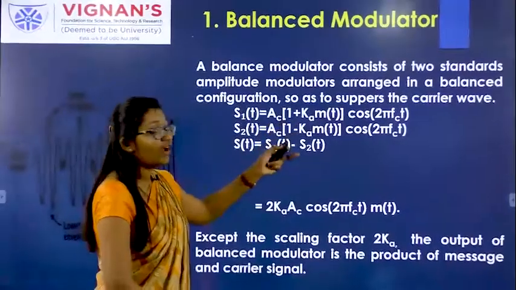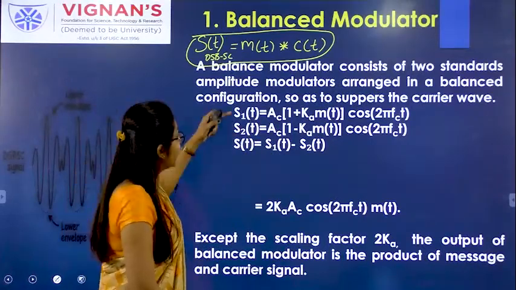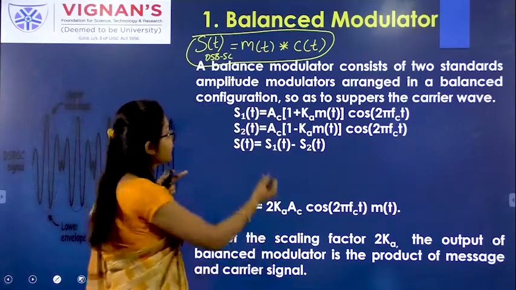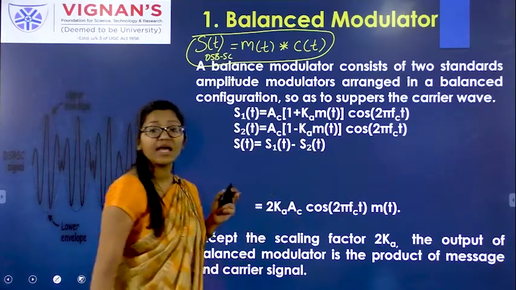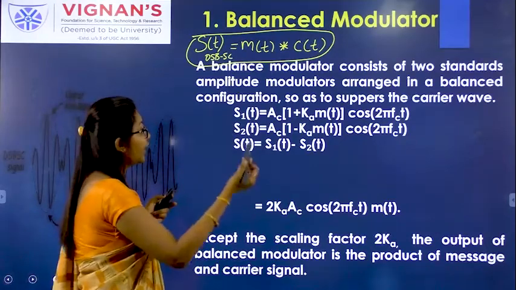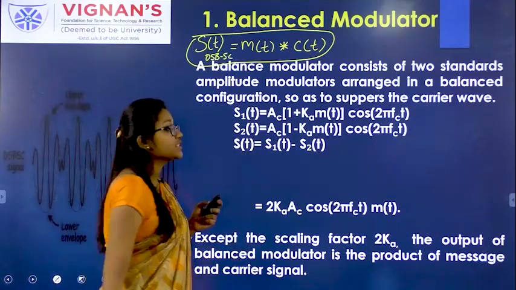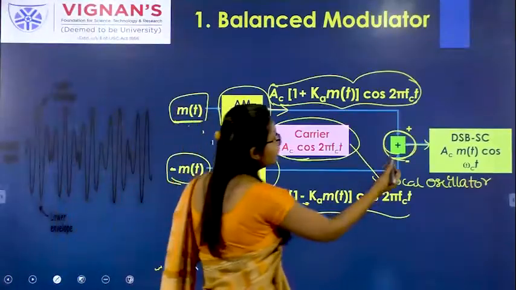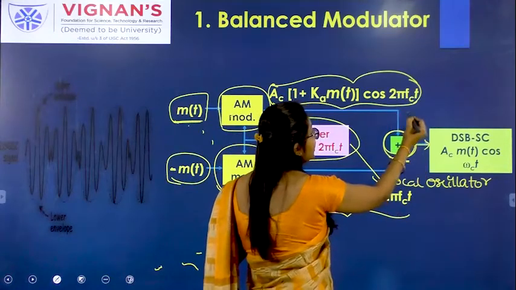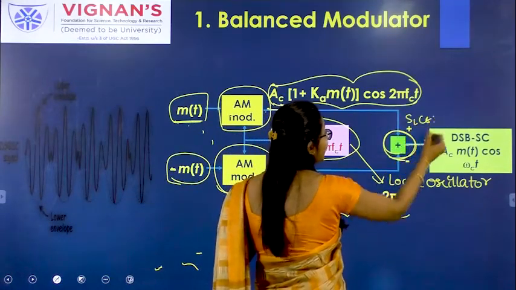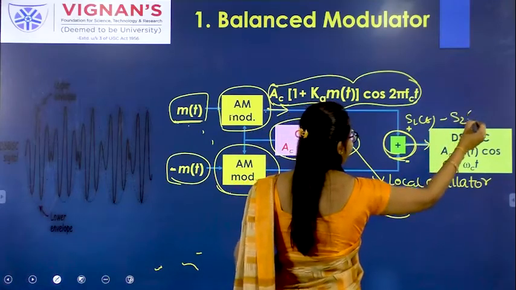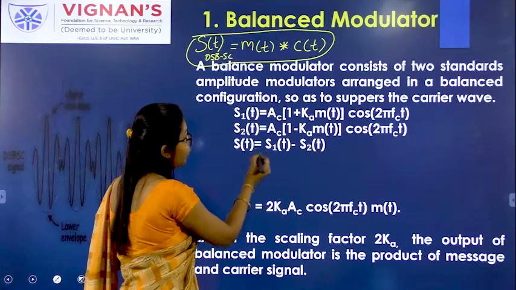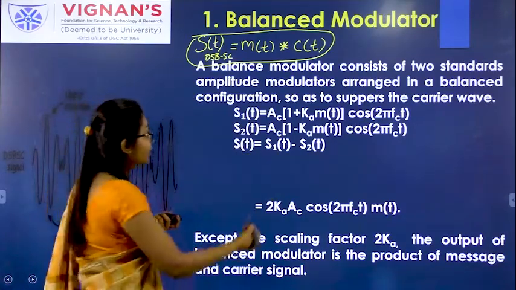So afterwards what we have to do? We have to sum up. S1 of t, where I am writing, is AC into 1 plus Ka m of t cos 2 pi fct, and S2 of t is AC into 1 minus Ka m of t cos 2 pi fct. There we are subtracting S1 of t minus S2 of t, right? If you see here, there is a plus sign and a minus sign, which means the first output will be S1 of t and the second output will be minus S2 of t. So that is what is written here: S of t equal to S1 of t minus S2 of t.